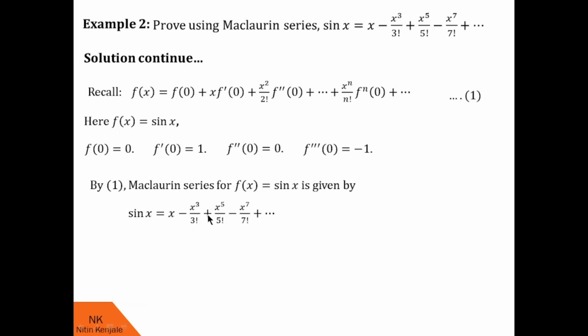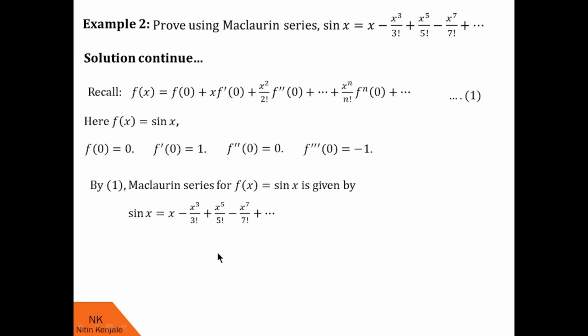On the similar lines, the next term will be x raised to 5 upon 5 factorial, minus the next term x raised to 7 upon 7 factorial, and so on. And this is how one can prove the series of sin x is x minus x cube upon 3 factorial plus x raised to 5 upon 5 factorial and so on. I hope you understood this example.